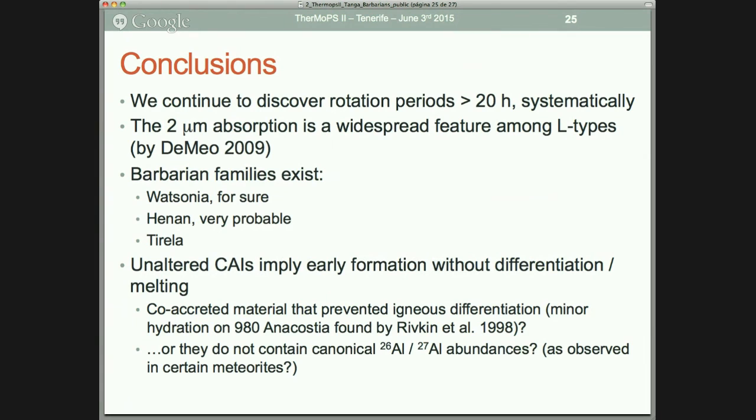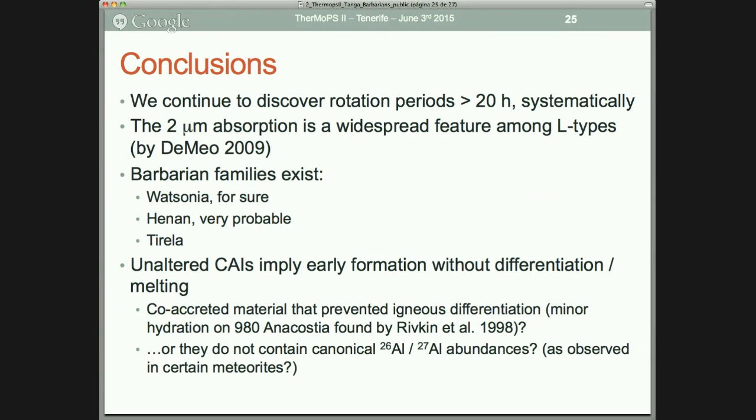The 2 micron absorption seems to be a widespread feature among the Mueller types, so a lot of spin-off out there. And wow, barbarian families are proved to exist. Some of them still wait for polarimetric measurements, but are very probable. And now, which are the implications?